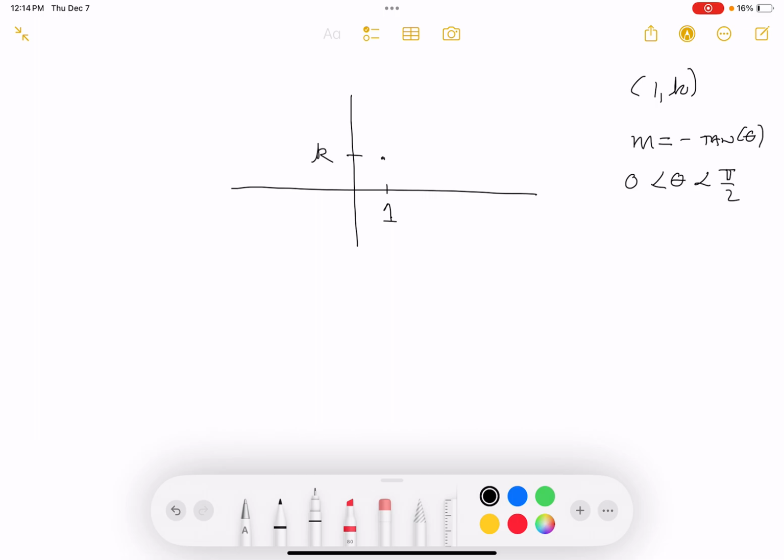So what do I know about that? The tangent of theta between 0 and pi over 2 is a positive number. So it says the opposite of those numbers. It's all negative. I know it's a negative slope. So I'm going to say something like this over here. I'm not really sure what it looks like. But kind of visualizing this over here, this is the point 1k.